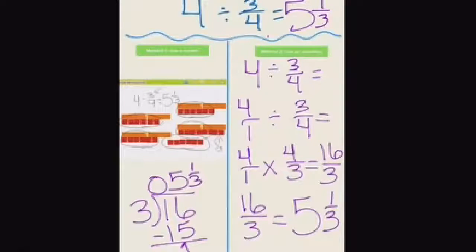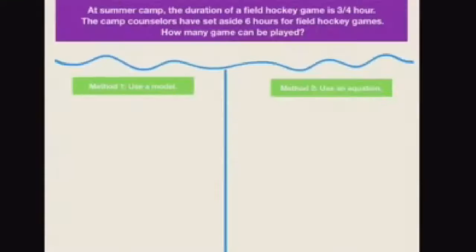All right, let's try another one. Okay, a couple word problems. At summer camp, the duration of a field hockey game is 3/4 of an hour. The camp counselors have set aside 6 hours for field hockey games. How many games can be played? So we need to do 6 divided by 3/4.